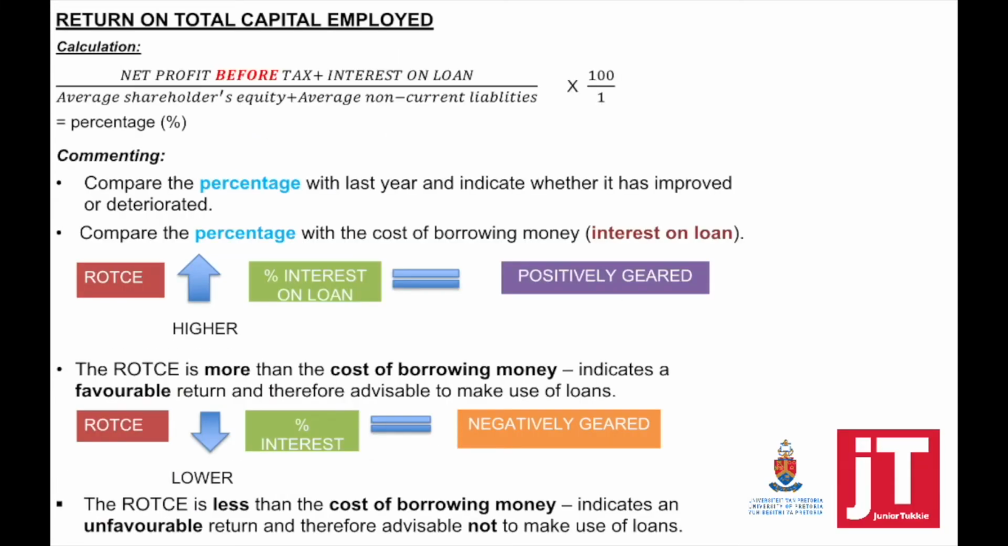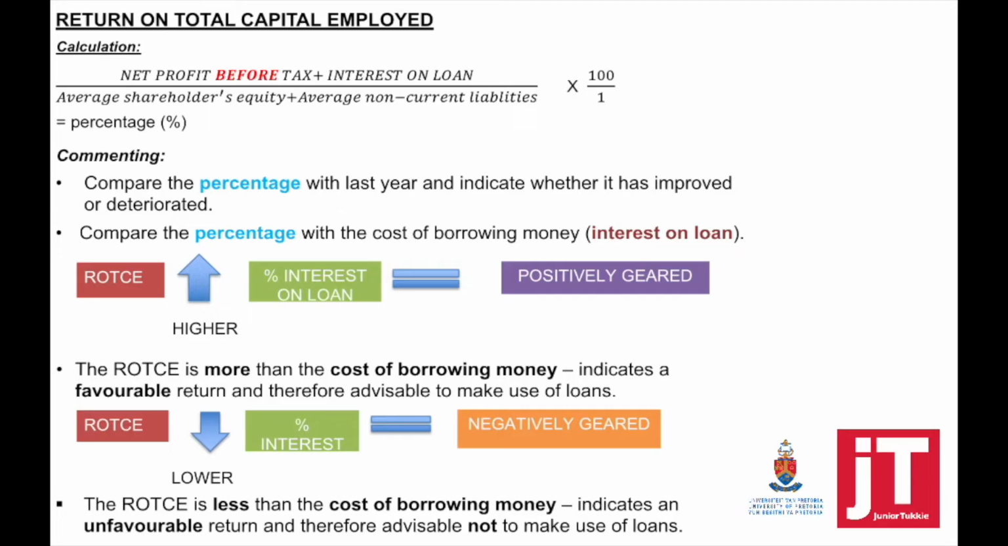When we look at our return on total capital employed, very important, it's my net profit before tax plus the interest on loan. And then we look at our average shareholders' equity and our average non-current liabilities. Again, we need capital. What are our options? We can either borrow money or we look at selling shares, retained funds. And this is why these two are included in this calculation. So when we compare the return on total capital employed, it's always compared to the interest on loan.